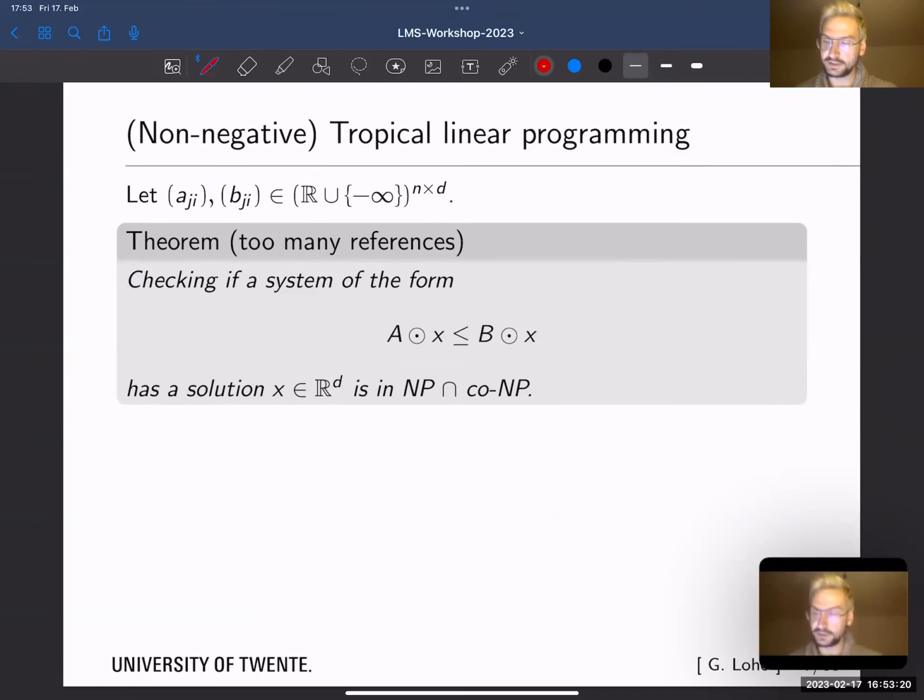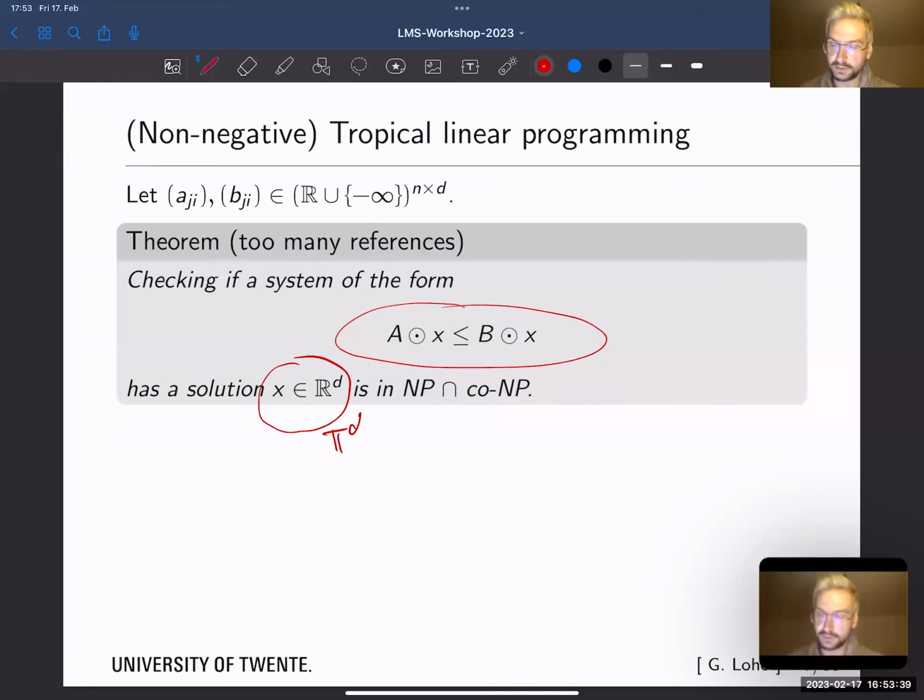And also just to look at the application, which I also already mentioned, tropical linear programming means to find a solution of a tropical linear inequality system of this form. So we're looking for a solution in R to the D, or maybe tropical numbers to the D. And this has an intriguing complexity question. Complexity status, namely it's in NP intersected co-NP, and there's no polynomial time algorithm known. So there's really also an interesting algorithmic question in the background.